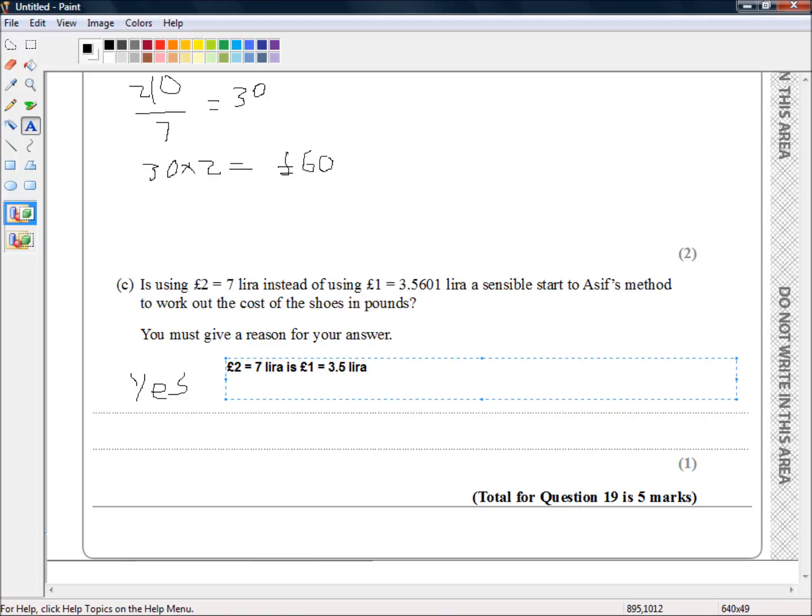Remember, you are allowed to use a calculator, which is close to £1 equals 3.5601. £2 equals 7 lira is also easy to do without a calculator, as I showed in the example.